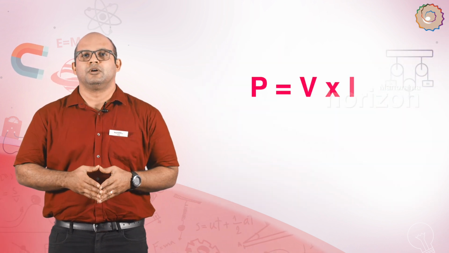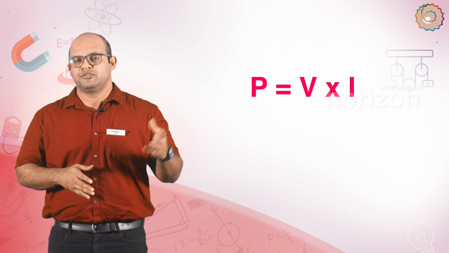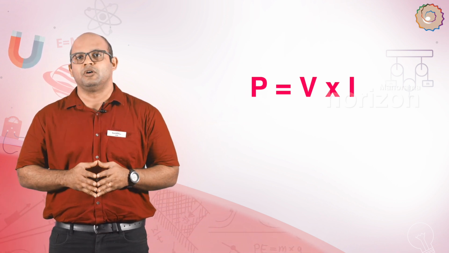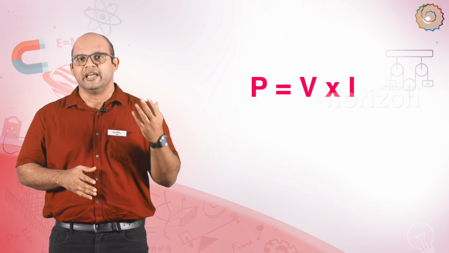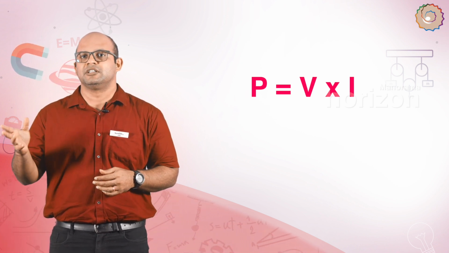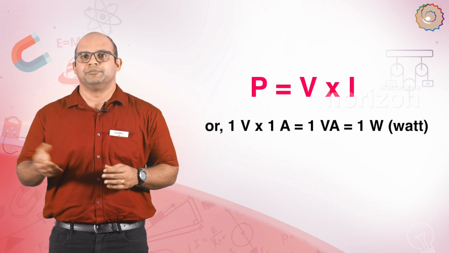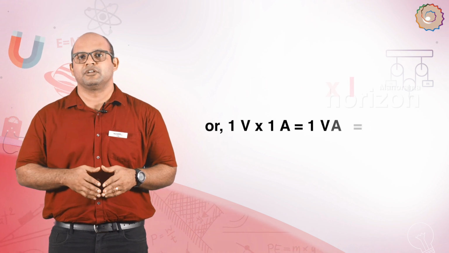A brief note on the measurement of electrical power and electrical energy. We just saw that electrical power in a circuit can be determined as the product of the voltage of the circuit and the current flowing through it. In other words, electrical power is equal to V multiplied by I. So if we multiply 1 volt with 1 ampere, we get 1 volt ampere or 1 watt of electrical power. This is the standard unit for power.